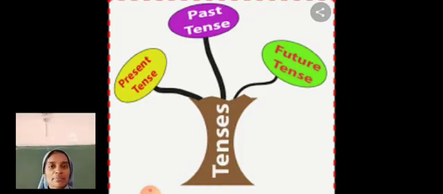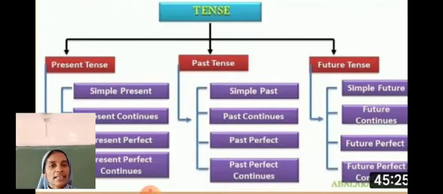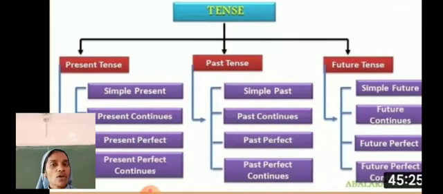Present tense means वर्तमान काल. Past tense means भूतकाल. Future tense means भविष्य काल. All these 3 tenses are divided into 4 parts.